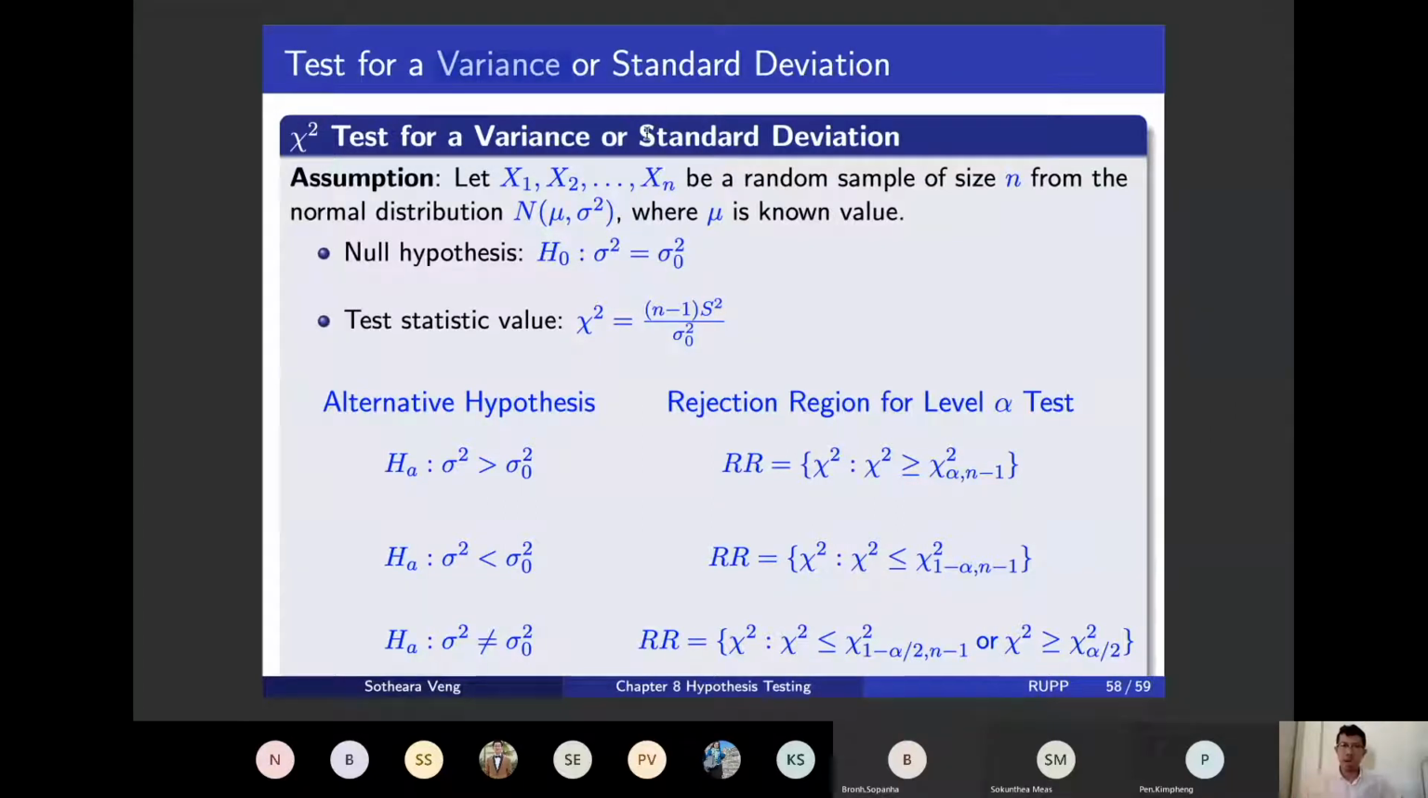You come up with a claim related to the variance, and then you're trying to collect data, and based on that data you may come up with a conclusion whether your claim is true or not, right? Okay, but in this case we have to assume that the population is normally distributed, right?